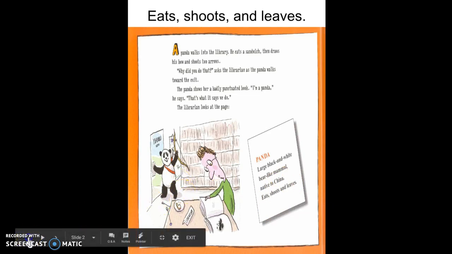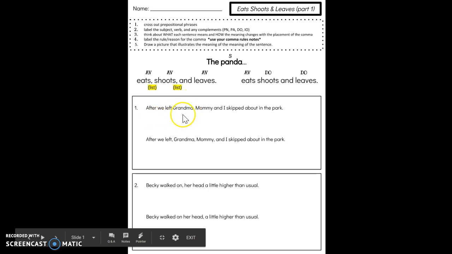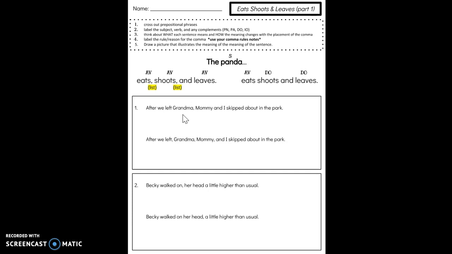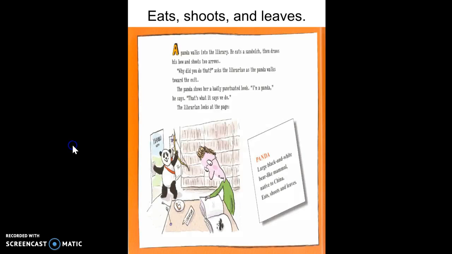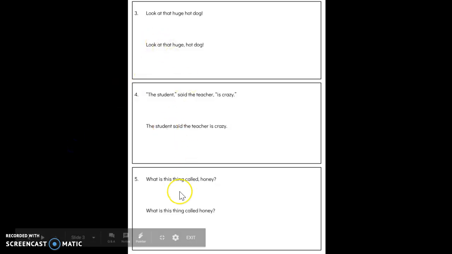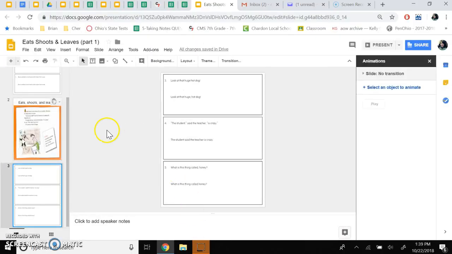Okay, so you're going to go back, and in the first sentence it says, after we left Grandma, Mommy and I skipped about in the park. The next one says, after we left, Grandma, Mommy, and I skipped about in the park. So really think about the comma and the placement. So you've got these 2, and then on the back, you've got 3 more examples. This is homework if you don't finish it.